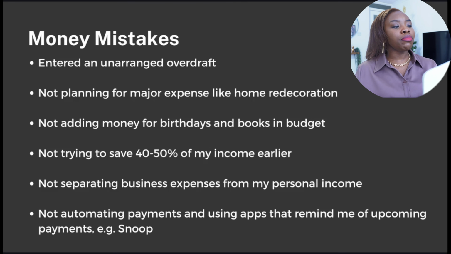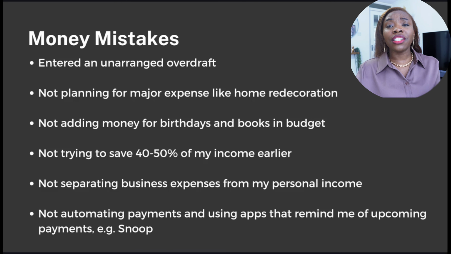So I entered into unarranged overdraft, and this also affects your credit score. So it affected my credit score, but thank God we are recovering. I know that I'm not going to repeat that again, because now I'm fully in control of what's happening with my money, and I'm fully on top of all scheduled payments. I know when my scheduled payments are due, so I ensure that I have enough money in my account for that.